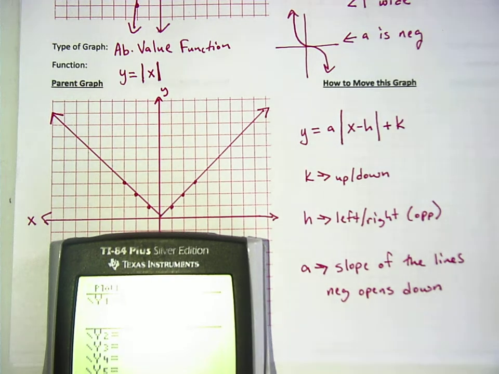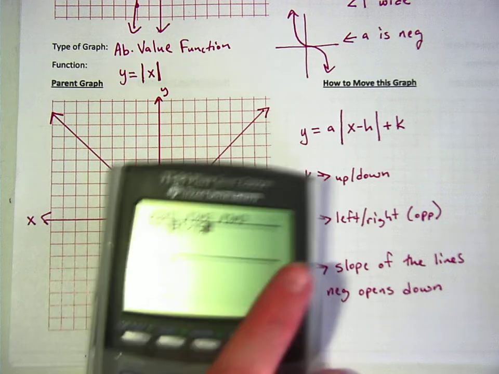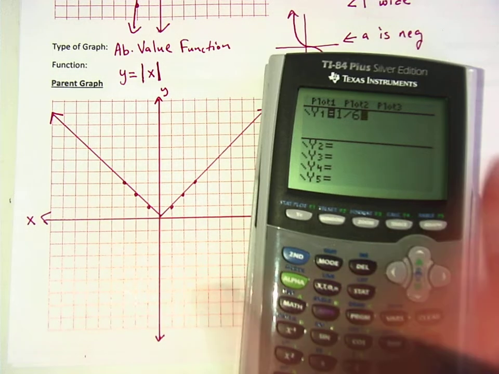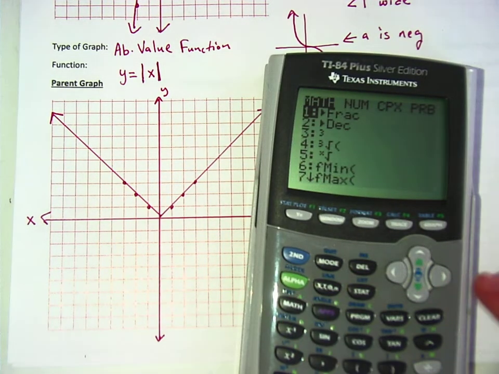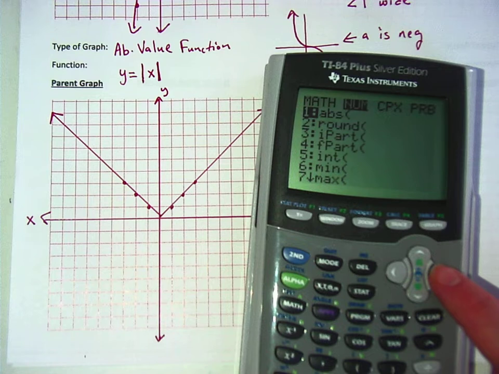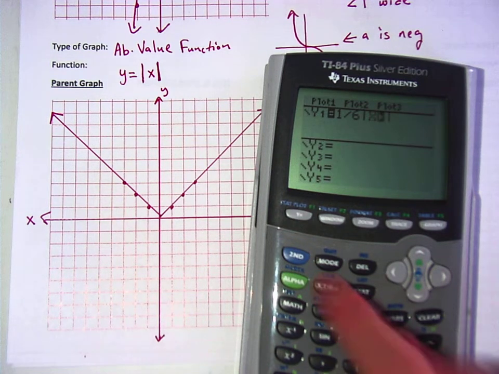If it's negative, it opens down. Y equals, just watch me, you do not have to do this yourself. Let's say I put in 1/6. Here's how you find it, by the way, if you're curious. You hit math. Go to number, you see that ABS? That's absolute value of X.